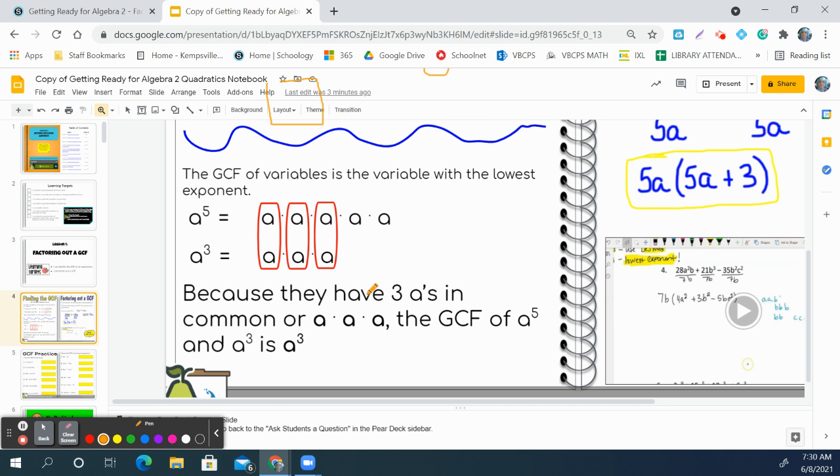Remember greatest common factor? Usually this causes some tears when you first learn it in elementary school, middle school. I'm just saying usually it does.